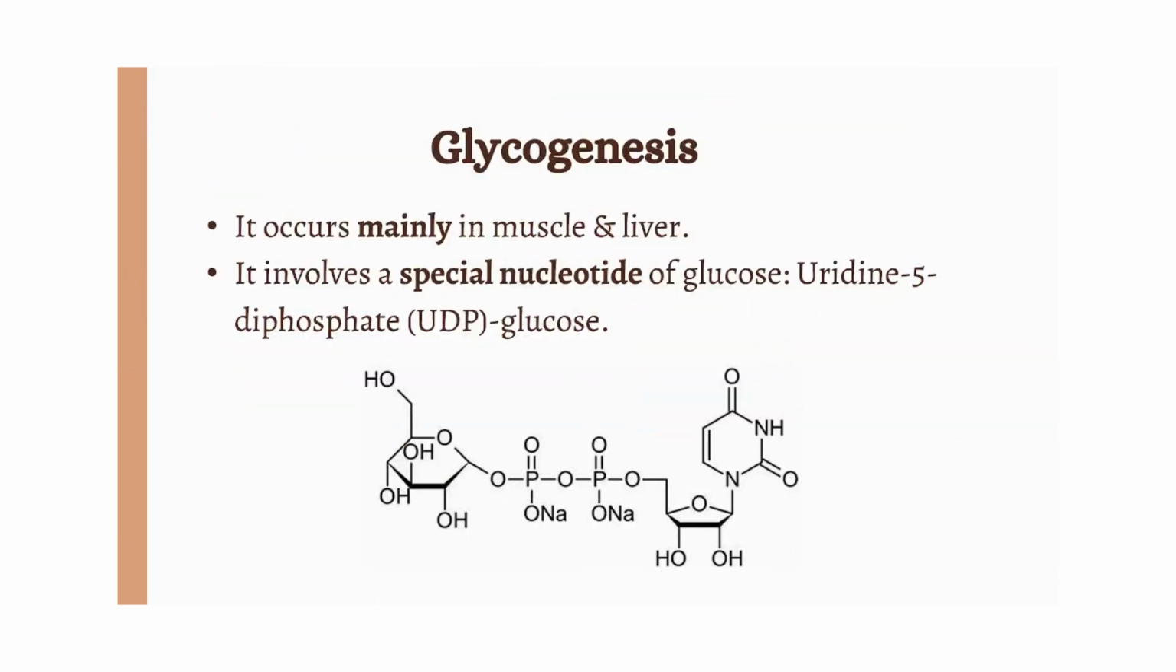Glycogenesis occurs mainly, as we said, in muscle and liver because they are the main storage sites, and glycogenesis involves a special nucleotide of glucose, an active form of glucose, and that is uridine diphosphate glucose. So this is our uracil, this is ribose, that is diphosphate, and this is our glucose. This whole molecule is an active form of glucose, UDP glucose.